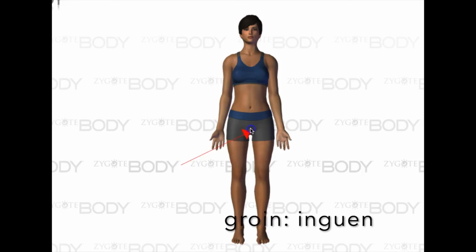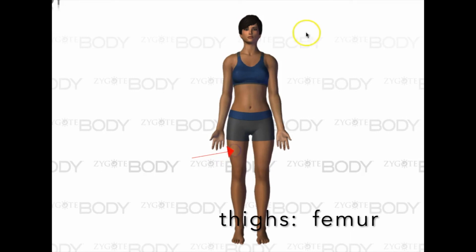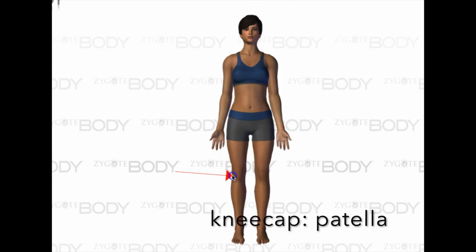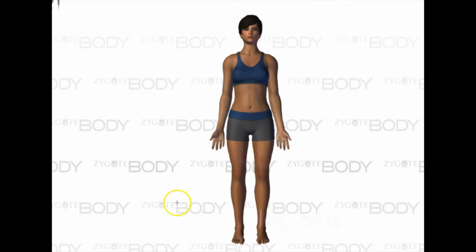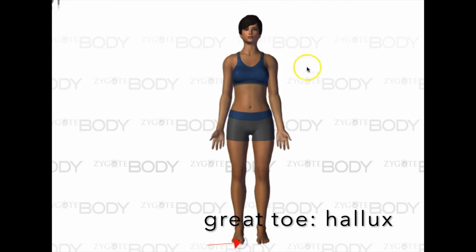Then we have the groin, which is also called the inguine. Then we have the pubic region, which is also called the pubis. And then we have the thighs, which is also called the femur. Then we have the kneecaps, which is also called the patella. Then we have the leg, which is called the crus. Then we have the ankle, which is called the tarsus. And then we have the toes, which is called the digits. Then we have the great toe, which is called the hallux.